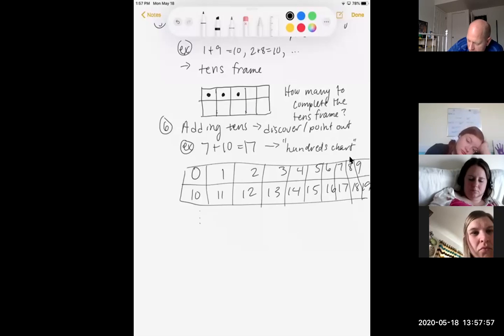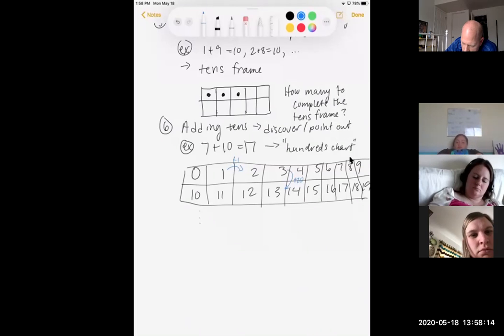So when you're adding ones on this chart, you're counting this way. You count to the right. When you're adding 10, you take your number here and go down. So if you're adding something like 11, you can count to the right one and down one. Okay, so that's a hundreds chart, and they're pretty useful for just a drawing or a way to lay out beginning addition problems.